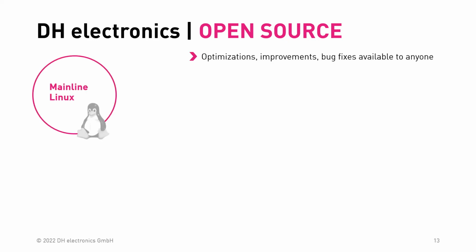And this brings us to the topic mainline Linux. With mainline Linux, really all optimizations, improvements, bug fixes are available to anyone. Mainline Linux is not like a vendor kernel, which is typically provided by companies like NXP or ST. In that case, only a single company is working on this solution. Mainline Linux is really different here, because all these optimizations and improvements, which are done by the whole community around the world, are available to anyone. This is a big plus here.